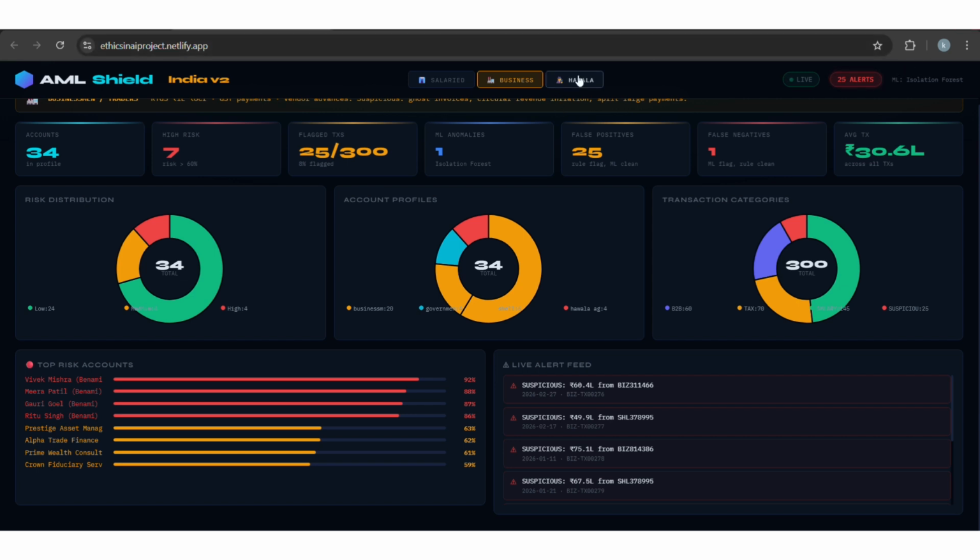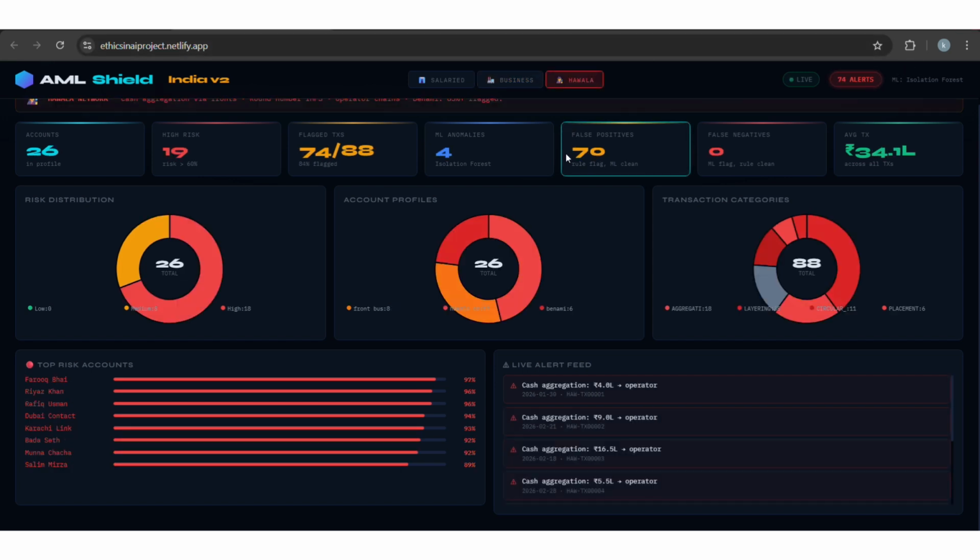Now switching to the Hawala network, this is the most severe profile. 84% of all transactions are flagged. The risk distribution donut is predominantly red. The alert feed shows exclusively criminal patterns: cash aggregation, layering chains, circular rings, and extraction back to front businesses.